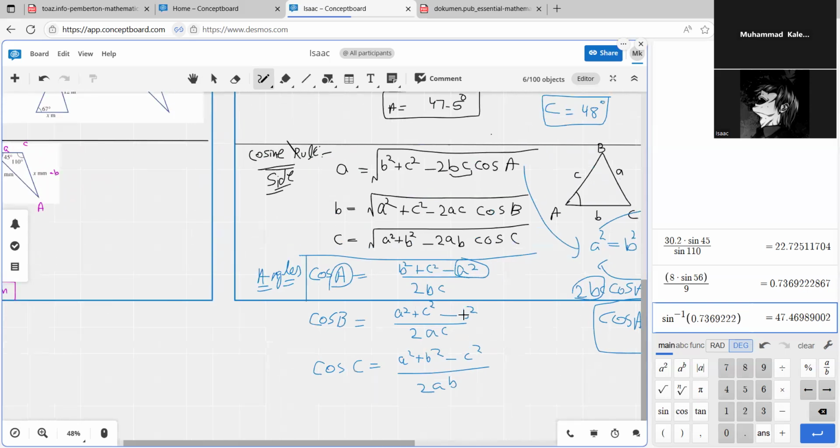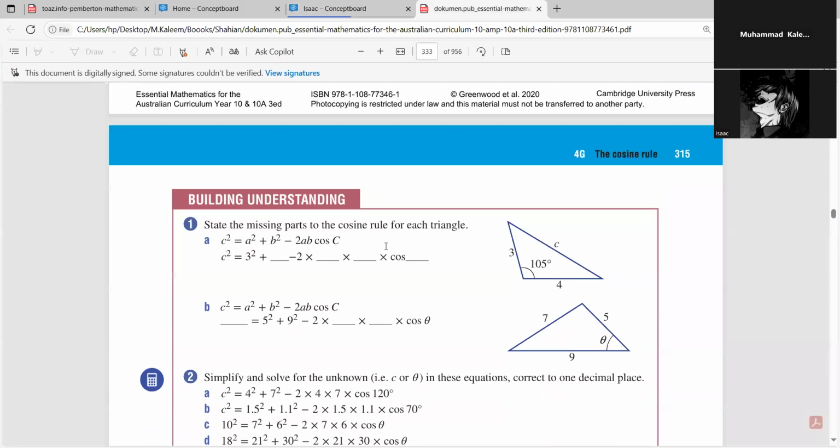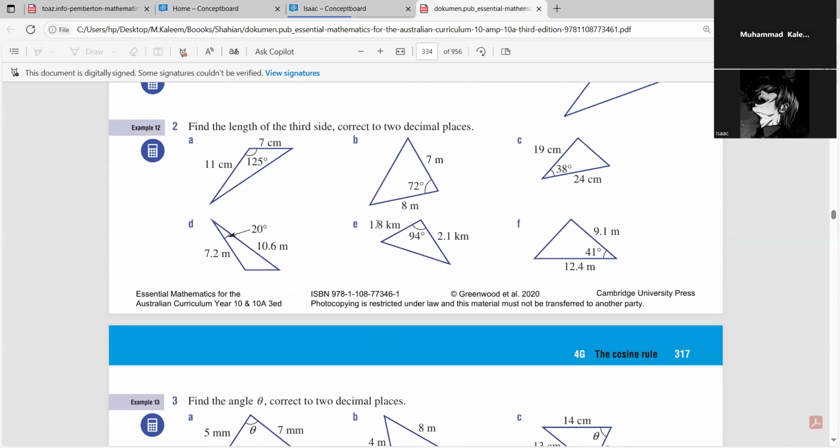So you just have to memorize any two formulas, and then you can easily generate all the others, right? We don't need to write all these formulas in the question. We will just write the formula which is useful in the question. Now let's practice a few questions about the cosine rule. Okay, two questions in which we have to find the side.